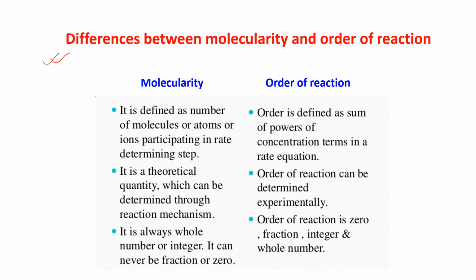Now, molecularity is a theoretical quantity which can be determined through the reaction mechanism. If you can write the reaction mechanism, you can say this is the molecularity of the reaction. But order of reaction is totally experimental. So, order of reaction can be determined experimentally. Molecularity is always a whole number or integer. It can never be a fraction or 0. Order of reaction can be 0, fraction, integer or whole number. Okay?